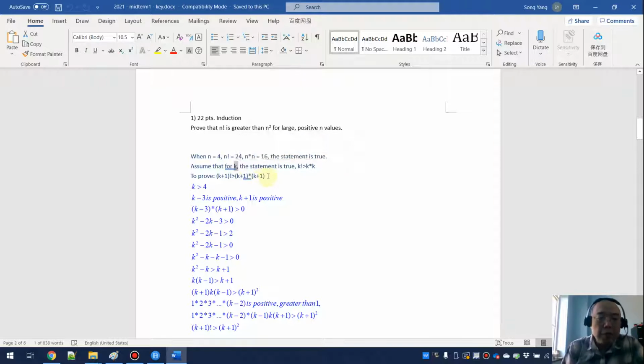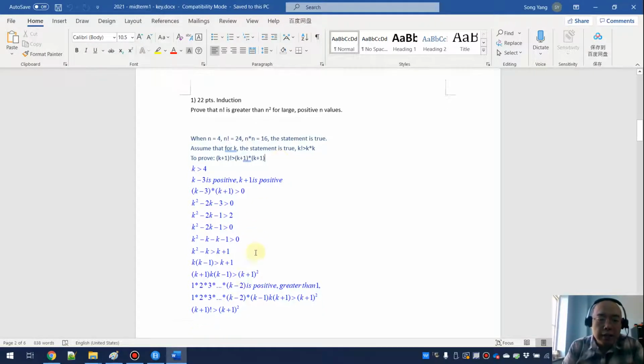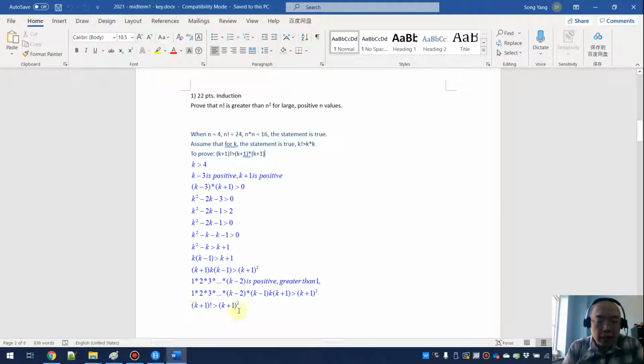And then we want to prove that for k plus 1 factorial, it will also be greater than k plus 1 squared, or k plus 1 multiplied by k plus 1. Okay, and then how do we do that? When we are doing the proof for the induction, we want to start from the really basic, really obvious part, and then we build on and on, and eventually we want to stop here. This is exactly what we want to prove, and this should be the last line of your proof.